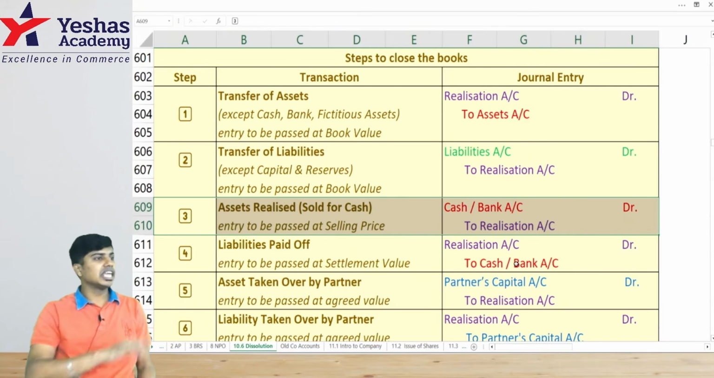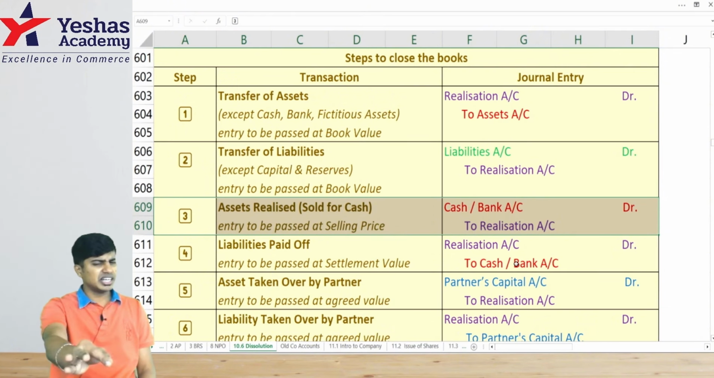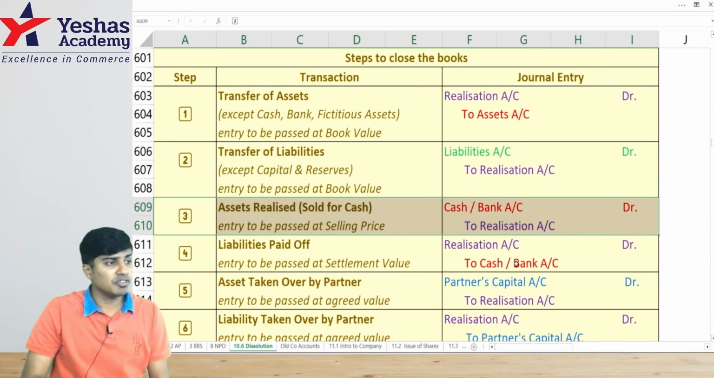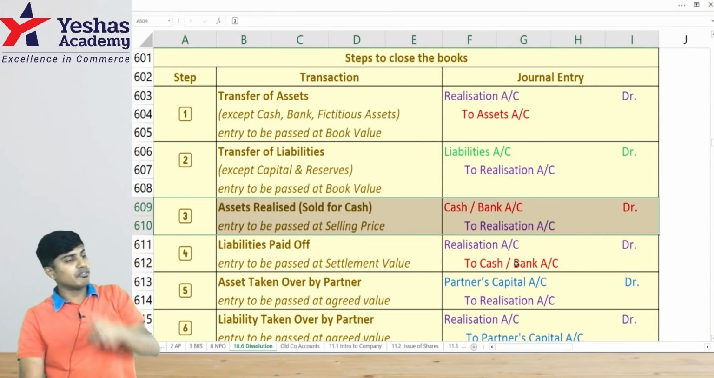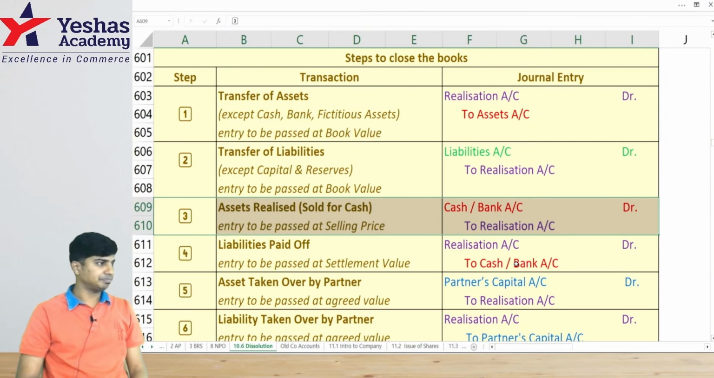When you write this entry, ignore sale price, book value comparison and profit accounting. Just write this entry, cash to realization, for sale price. Don't try to account profit separately. Profit will be found for sale of all the assets and settlement of all the liabilities together at the end.